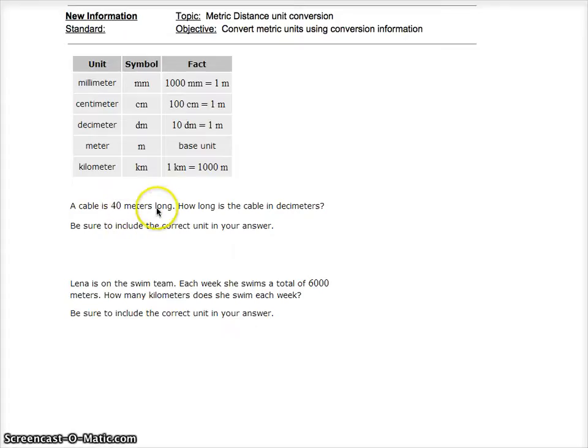A cable is 40 meters long. How long is the cable in decimeters? Be sure to include the correct unit in your answer. So here we're going from meters to decimeters, and it's always important that we identify our conversion. So make sure that you write down your meters to decimeters. That way we know where we're going.